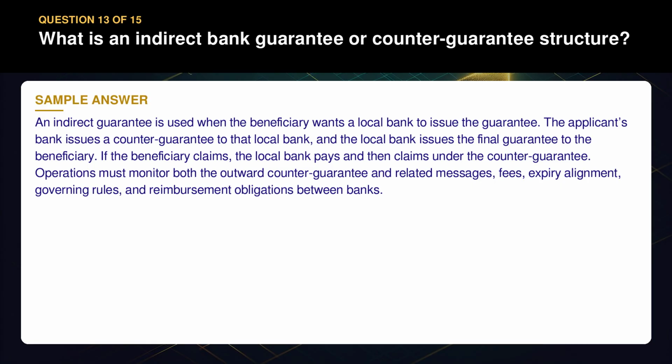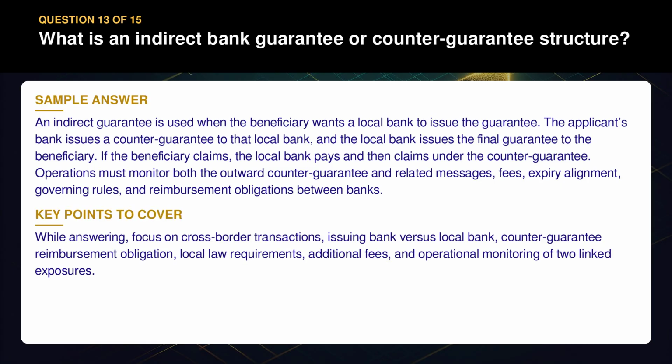Operations must monitor both the outward counter guarantee and related messages, fees, expiry alignment, governing rules, and reimbursement obligations between banks. While answering, focus on cross-border transactions, issuing bank versus local bank, counter guarantee reimbursement obligation, local law requirements, additional fees, and operational monitoring of two linked exposures.